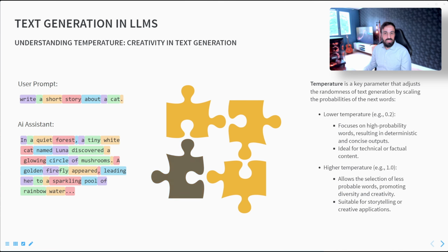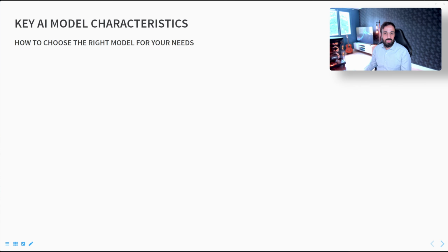While temperature is essential, there are many other parameters that significantly influence the model's text generation. We'll explore some of these parameters in detail in a dedicated video later in our series. Now let's take a closer look at some of the key characteristics of AI models.